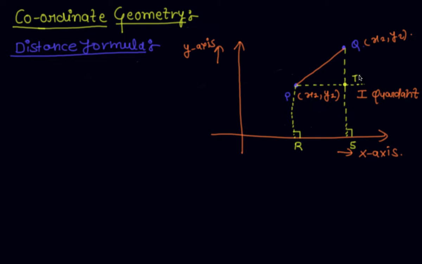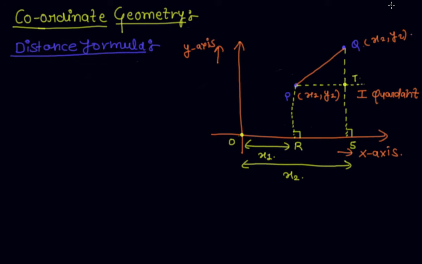Now I find the distance between these 2 points P and Q. So the first thing is, this is origin, which is called O. This distance is x1, because the coordinate of point P is x1 comma y1. So this horizontal distance is x1, and this horizontal distance OS is x2.